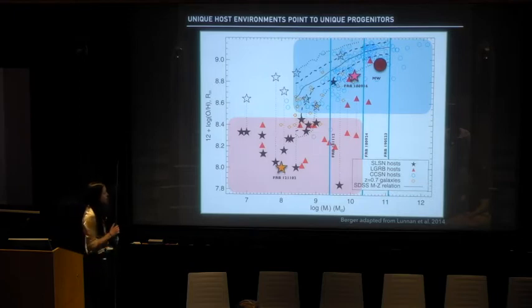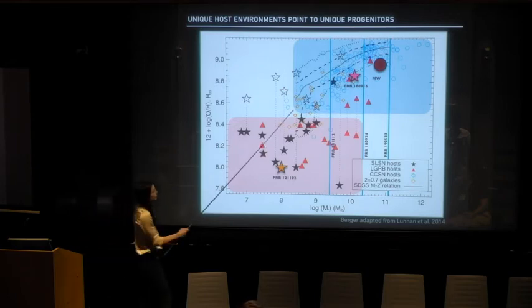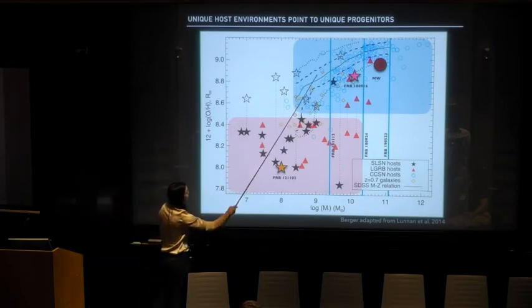So short GRBs will definitely span a range of masses, I believe. I see, so these curves here.